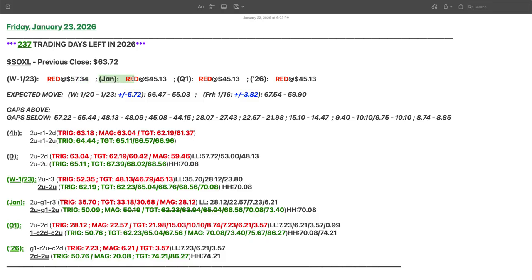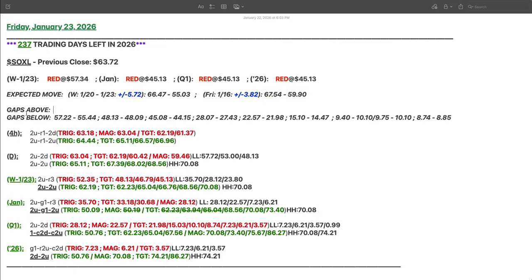We'd have to go down quite a bit more to turn the month, quarter, and year red as well. They're all green right now, but if we did get below 43.13, that would flip all of those red. We know the expected move for the week was plus or minus $5.72 from Friday's close, giving us a range of 66.47 to 55.03. Obviously, we're up here towards the top of the range, and then the market maker's expected move for Friday itself is plus or minus $3.82 from the 63.72 close on Thursday, giving us an expected range for Friday of 67.54 to 59.90.